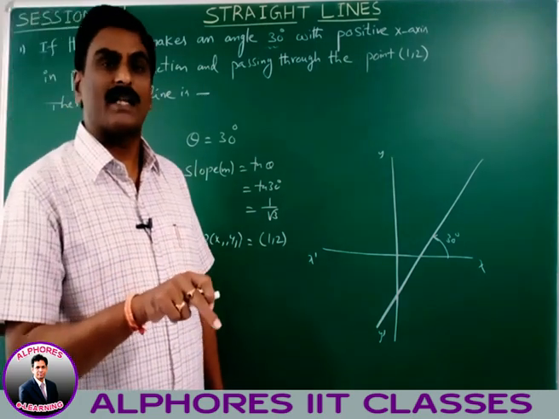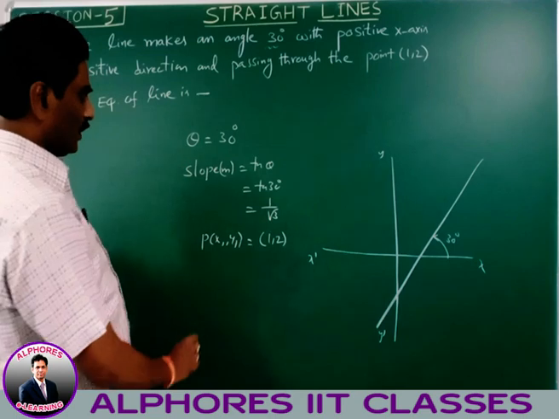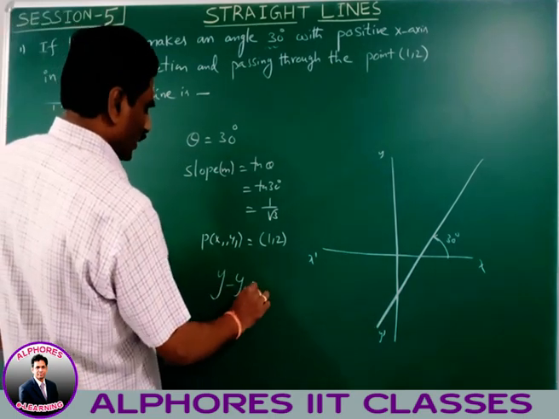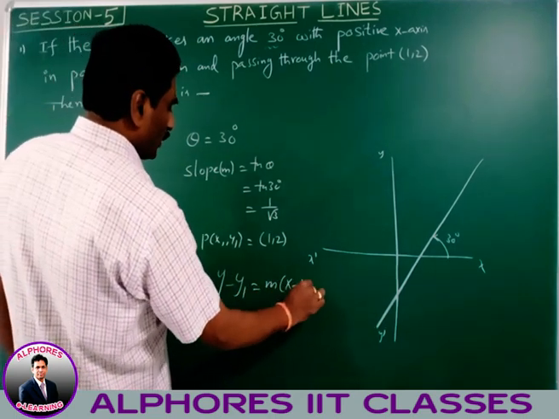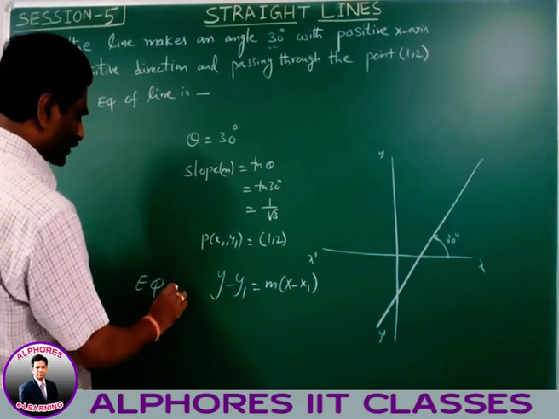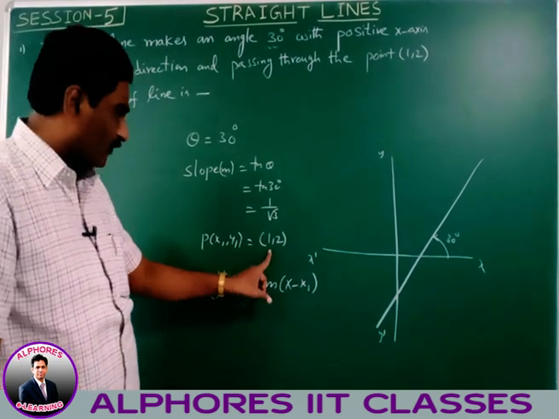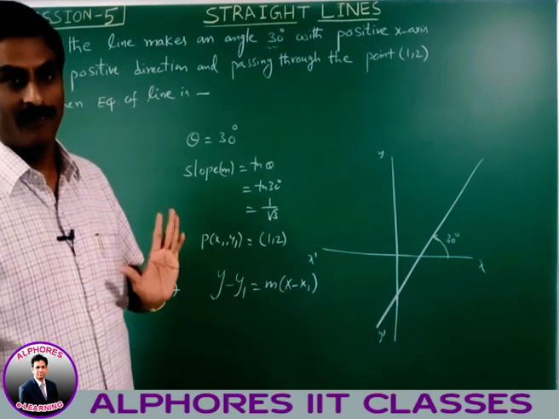If the slope and point are given, what is the equation of the line? y minus y1 is equal to m into x minus x1. So the equation of the line is y minus y1 is equal to m into x minus x1. By substituting these values x1, y1 and m, we get the answer.